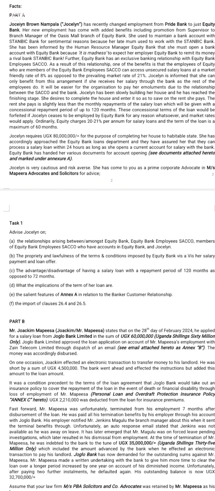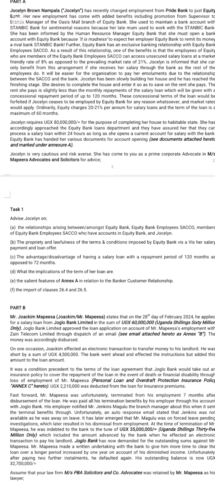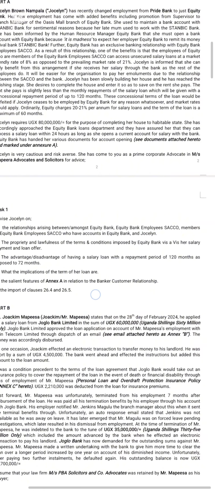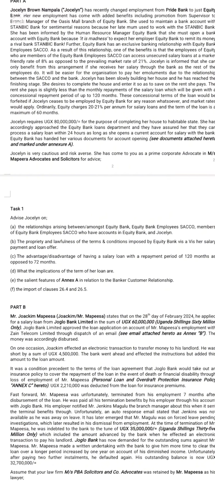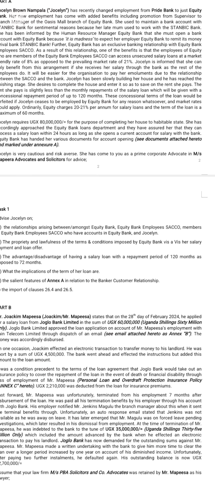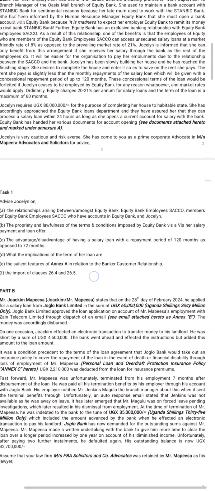Jocelyn is informed that she can only benefit from this arrangement if she receives her salary through the bank, as the rest of the employees do. It will be easier for the organization to pay her emoluments due to the relationship between the circle and the bank. Jocelyn has been slowly building her house and has reached the finishing stage. She desires to complete the house and move in so as to save on the rent she pays. She is offered a concession repayment period of up to 120 months.